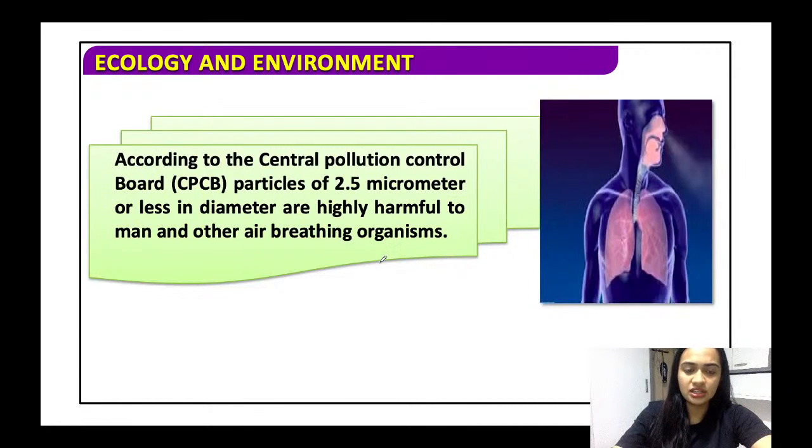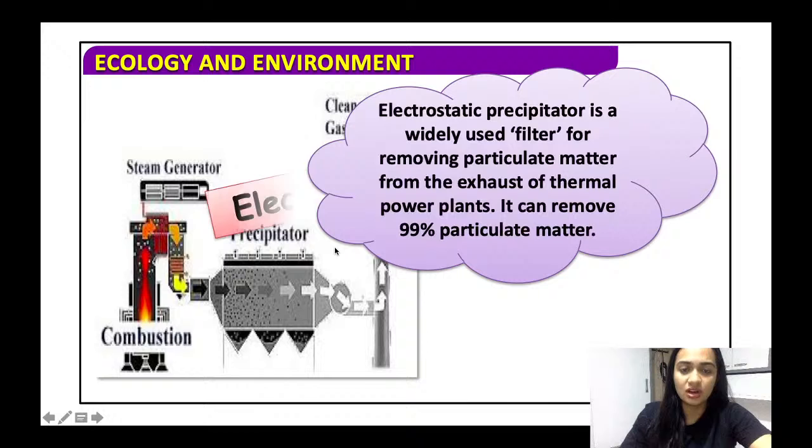So according to the Central Pollution Control Board, CPCB, you should remember its full form, Central Pollution Control Board, the particles of 2.5 micrometer or less in diameter are highly harmful to man and other air breathing organisms. Which particles are harmful? 2.5 micrometer or less, not more. They are very much harmful to man and also the other living organisms.